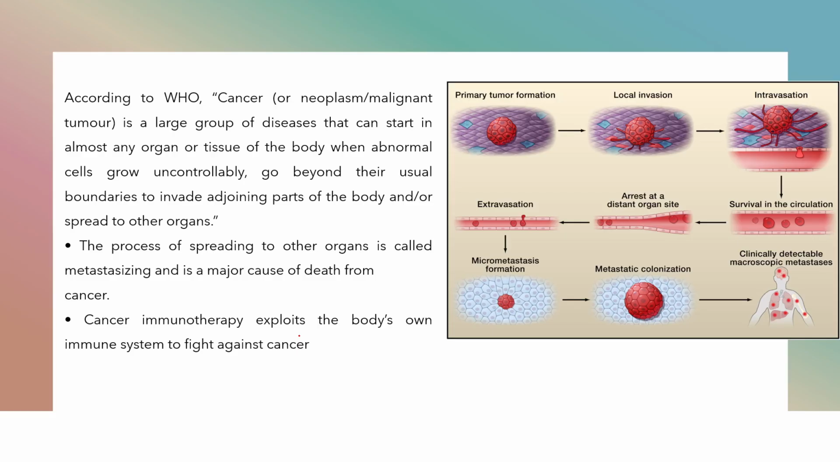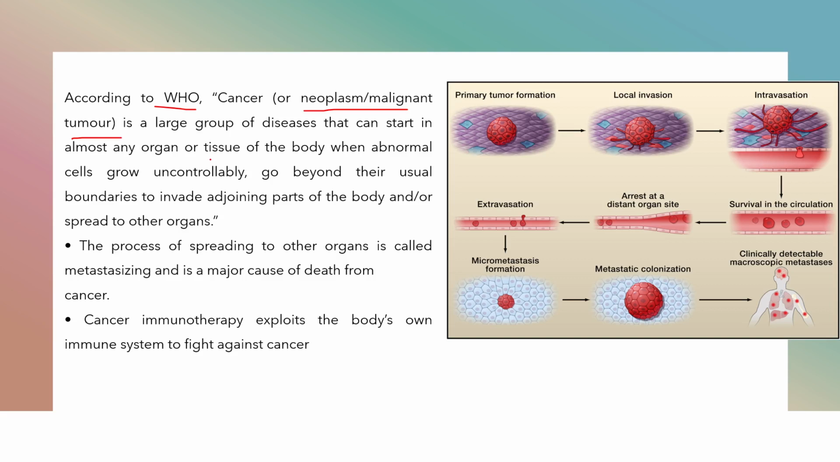Let's talk about it more. So in this figure you can see the progression of cancer cells into the whole body. Okay. And this progression is called metastasizing or metastasis. So according to WHO, cancer or neoplasm or malignant tumor. So what is the meaning of malignant tumor?